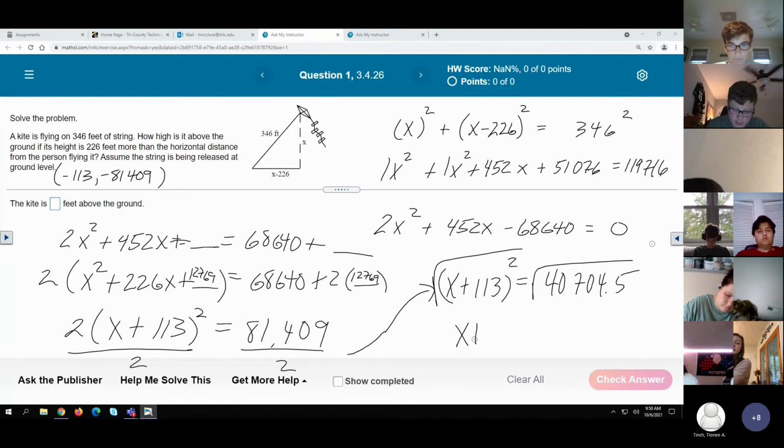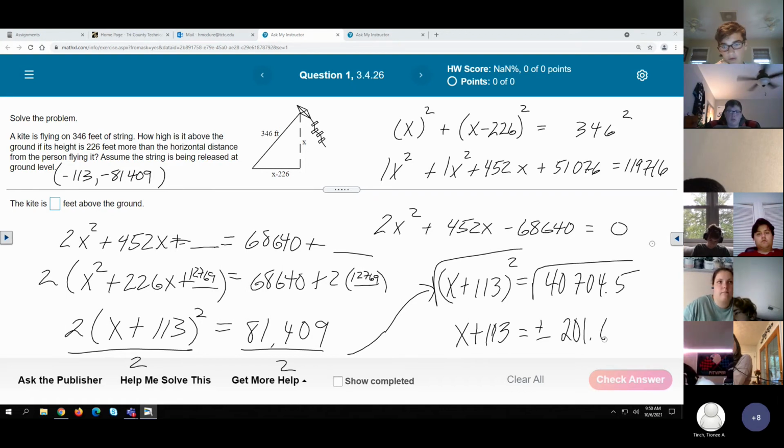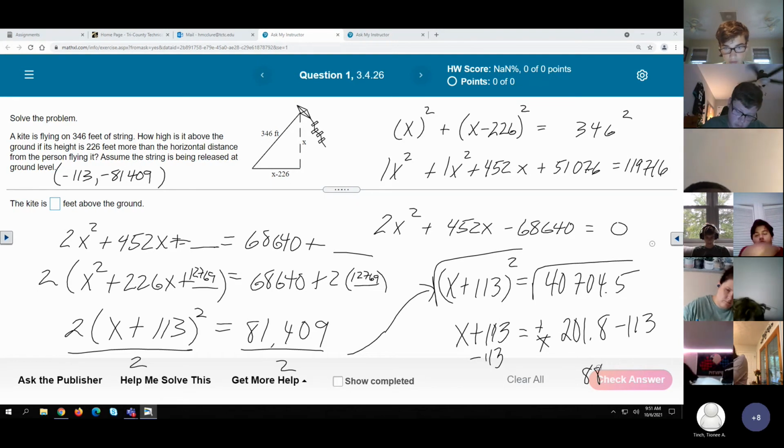X plus 113 is equal to positive or negative the square root of 40,704.5, which is 201.8. Minus 113, so the negative we don't care about. So what is 201.8 minus 113? 88.8. That's what I get.